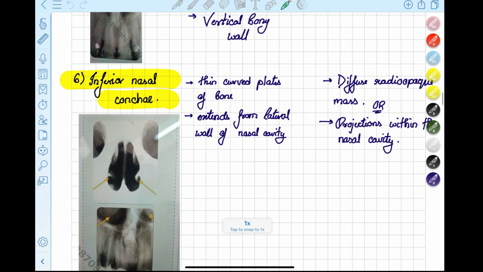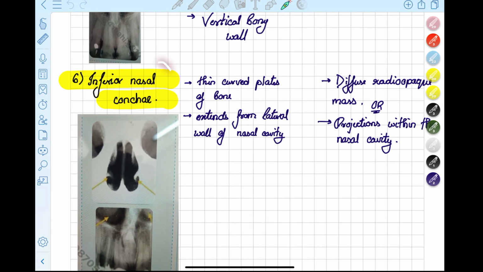The sixth structure we are going to see is the inferior nasal conchae. Conchae is nothing but an extension of bony structure. There are three nasal conchae: superior, middle and inferior. So we are talking here about the inferior nasal conchae.